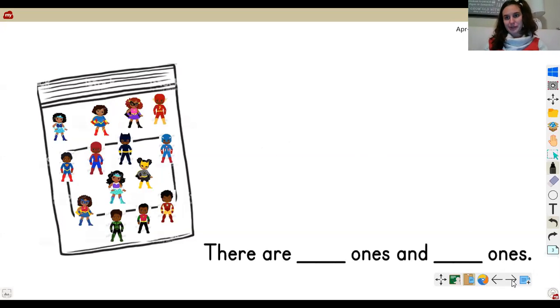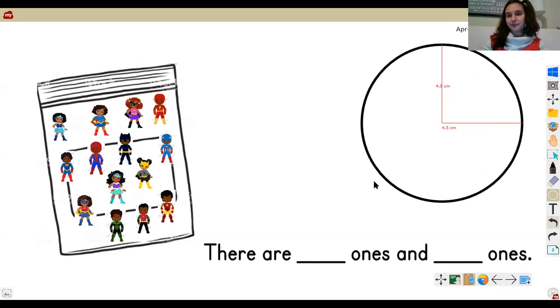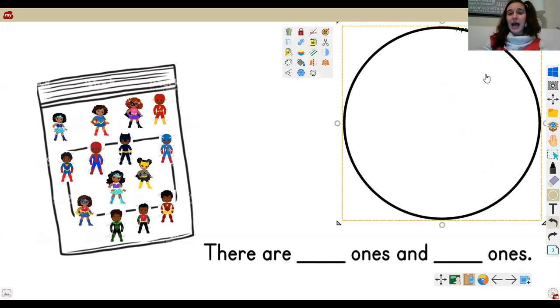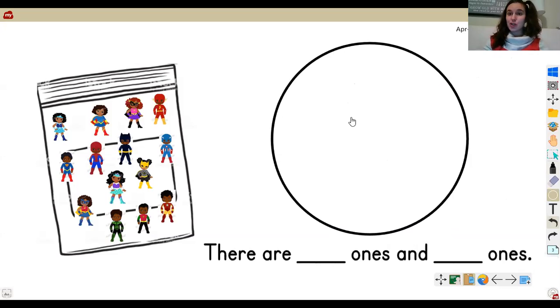Now I have superheroes. And I need to quickly figure out how many superheroes I have. So remember what I did in the last 2 problems, how I grouped 10 ones together? We're going to do the same thing. We're going to group 10 superheroes together. Now, I like the strategy of separating it, so I'm going to draw another circle here. And inside my circle, I'm going to put 10 superheroes.